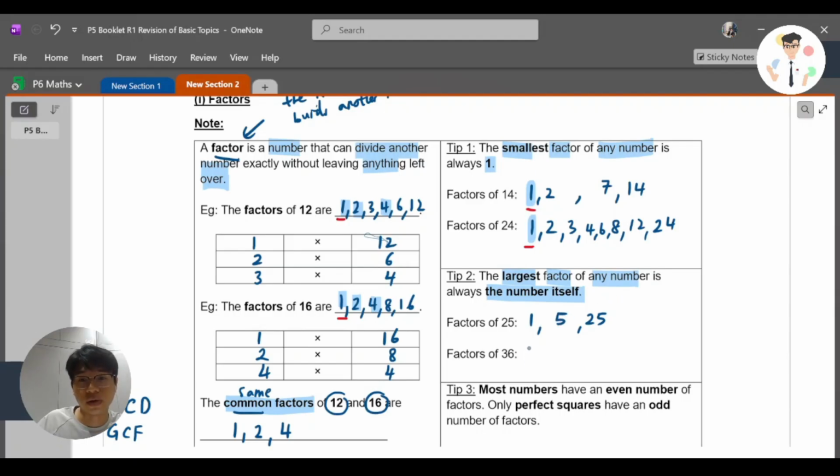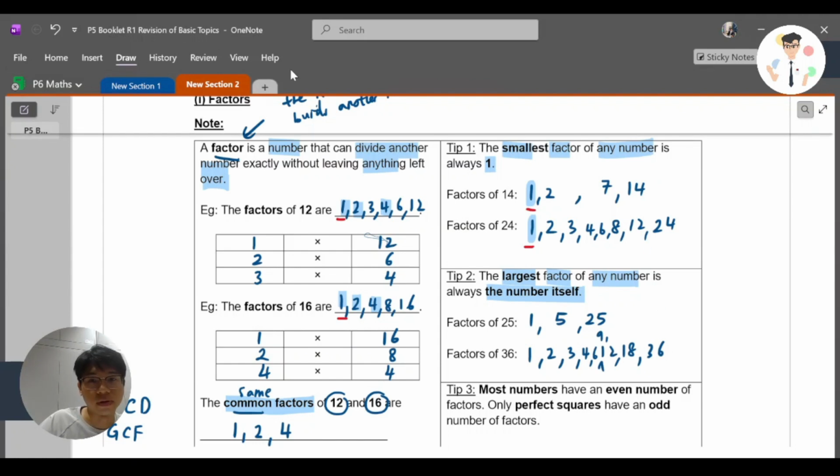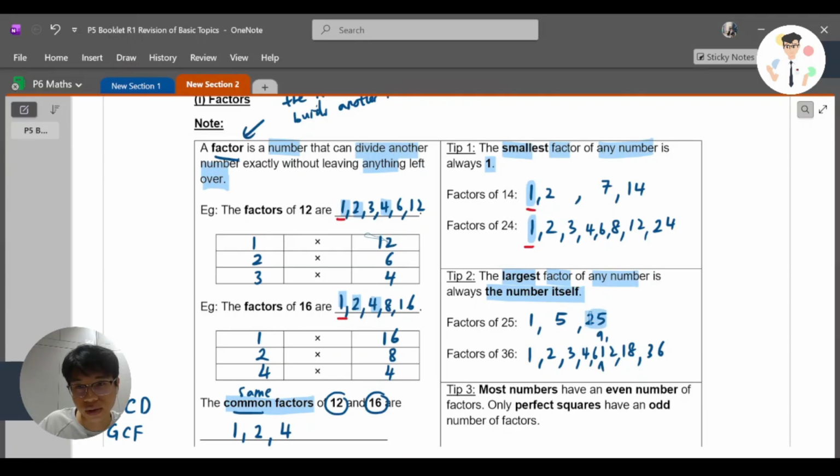How about 36? 1 times 36. 2 times 18. 3 times 12. 4 times 9. And how about 6? 6 times 6, right? So you can see 1, 2, 3, 4, 6, 9, 12, 18, 36. And the biggest number is always what? Itself.